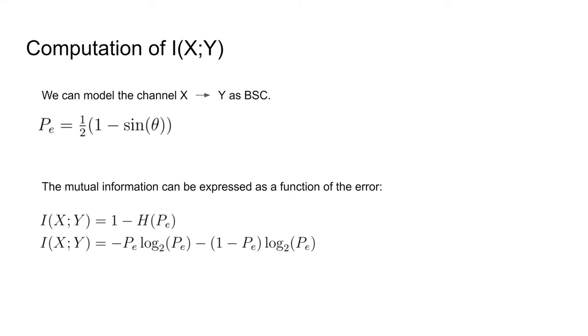Well, for the first exercise, we compute the information between x and y, and we can model the channel xy as a binary symmetric channel with the probability of error 1/2 multiplied by 1 minus sine of theta. So the mutual information can be expressed as a function of the error, and this is the formula that we have followed. The information between x and y is 1 minus the entropy of the probability of error.